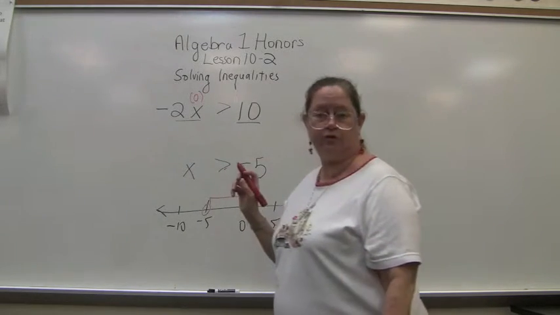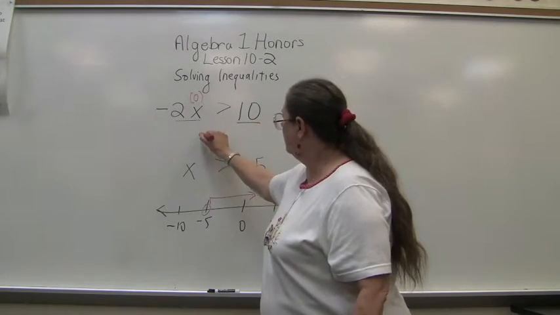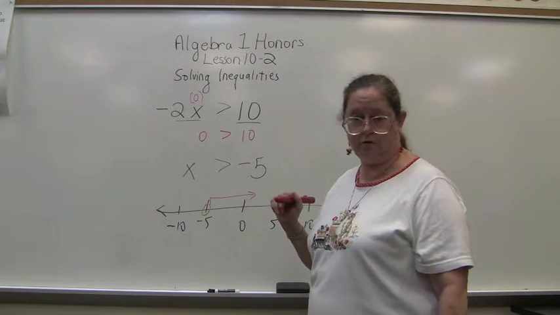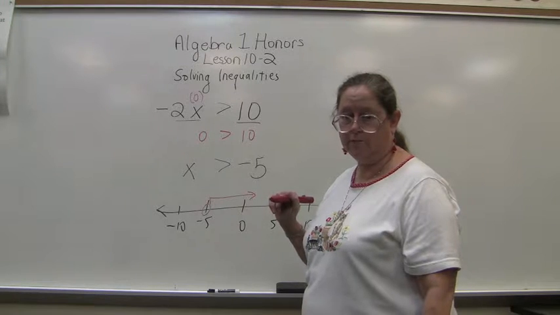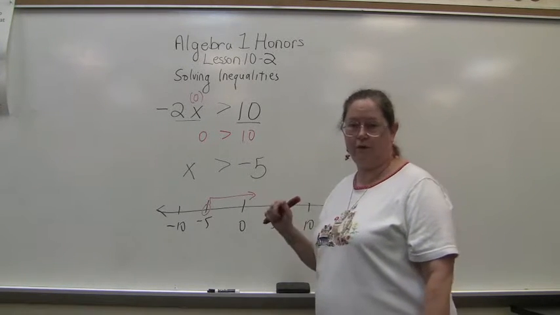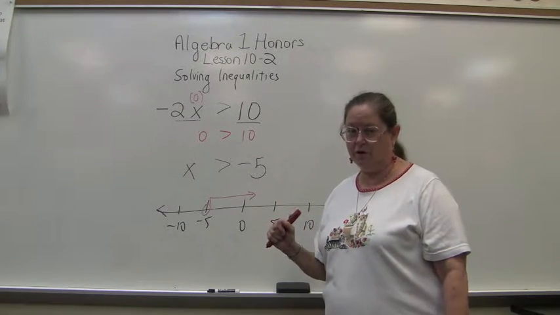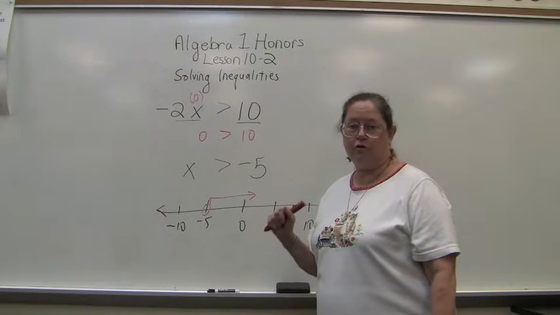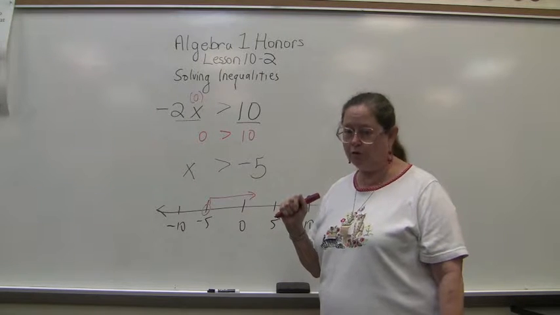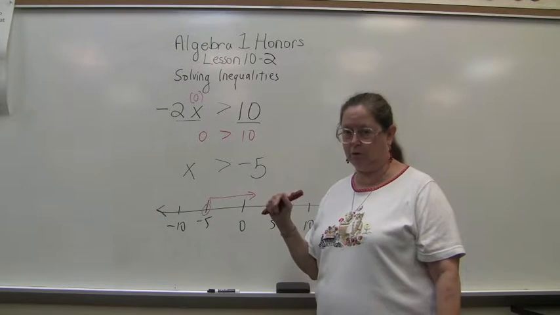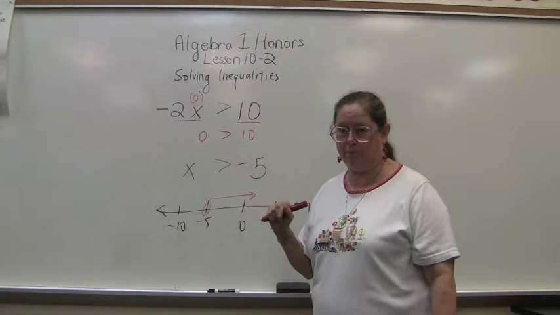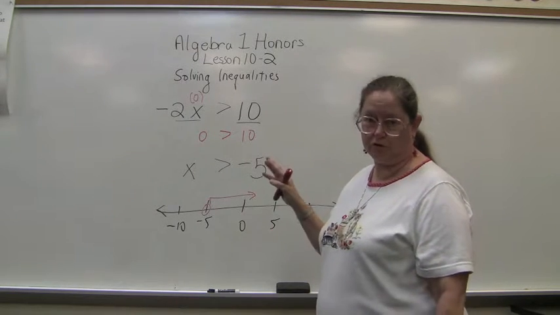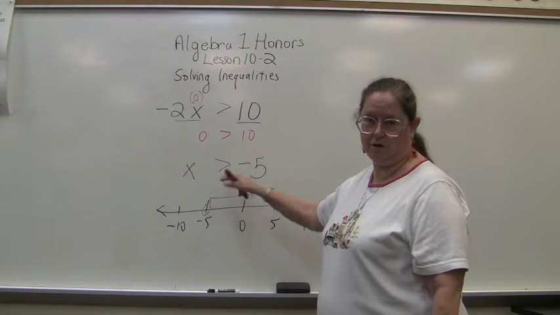Negative 2 times 0, that's 0. Oh my goodness, 0 is not greater than 10. Okay? So this is one of the gotchas with inequalities. Whenever you divide or multiply, multiplying and dividing only, by a negative number, you have to reverse the sign of the inequality.